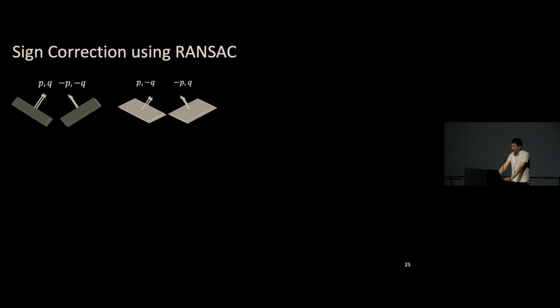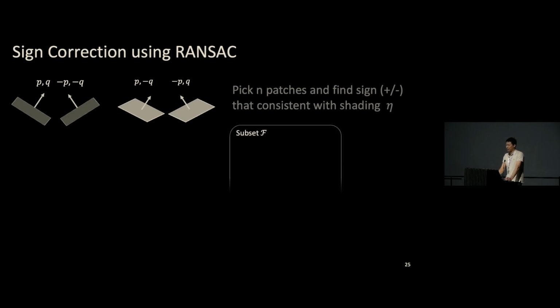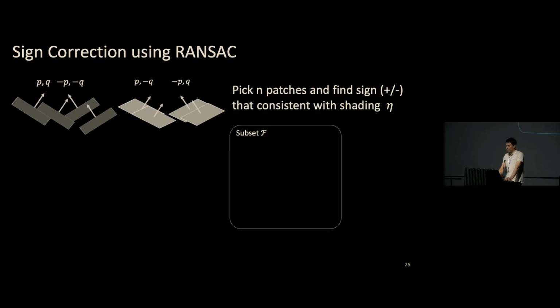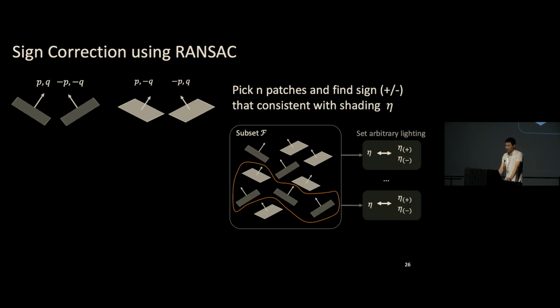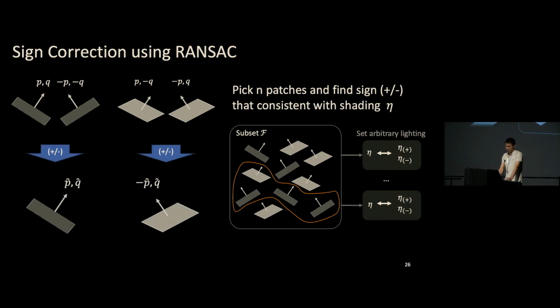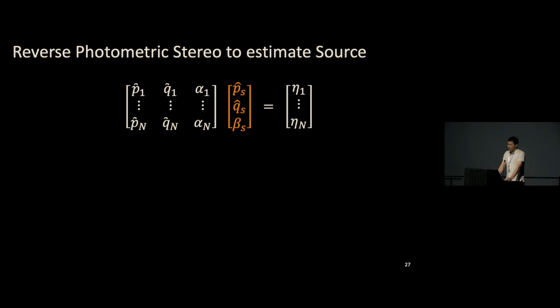To disambiguate the sign, we define subset F, and then find the sign that's consistent with the shading term eta. Then we get the correct sign. We get the estimated PQ value. By using the estimated PQ value, we estimate the lighting.